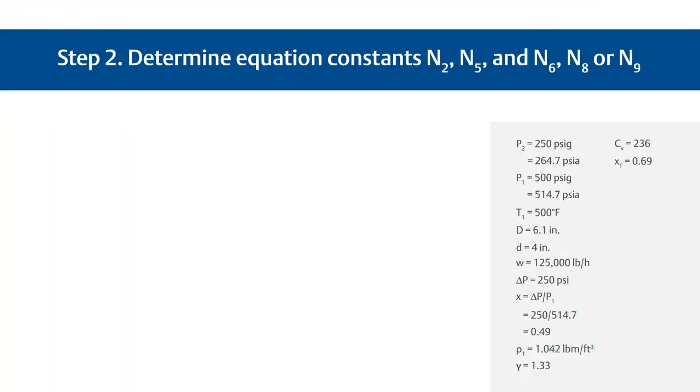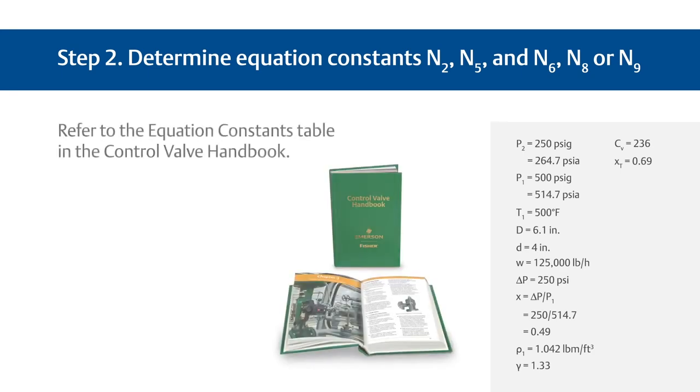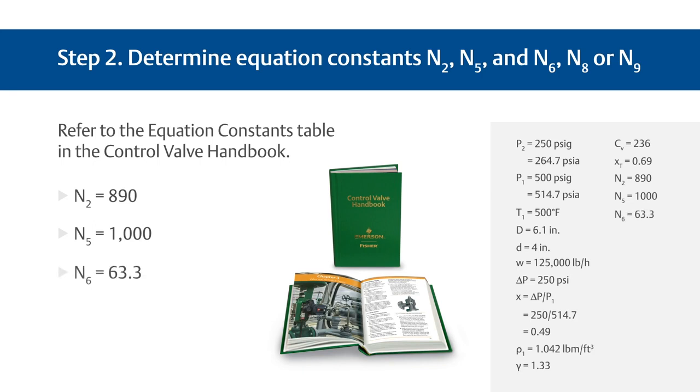For step 2, determine the equation constants N sub 2, N sub 5, and N sub 6, N sub 8 or N sub 9. From the equation constants table in the control valve handbook, we can see that N sub 2 equals 890 and N sub 5 equals 1000. When mass flow rate is given in pounds per hour and density is given in pound mass per cubic foot, use N sub 6, which equals 63.3.